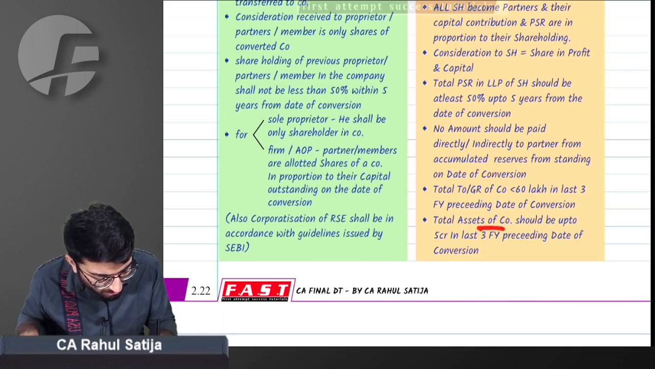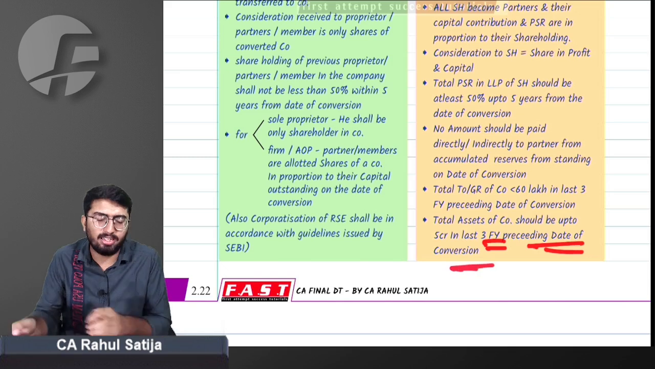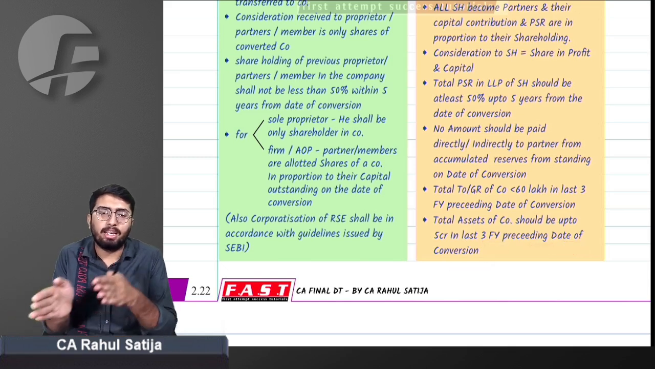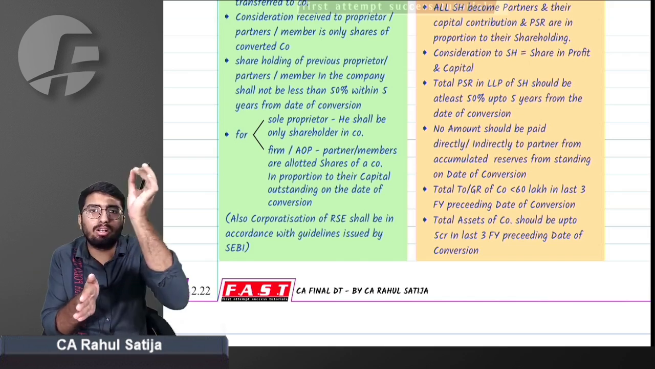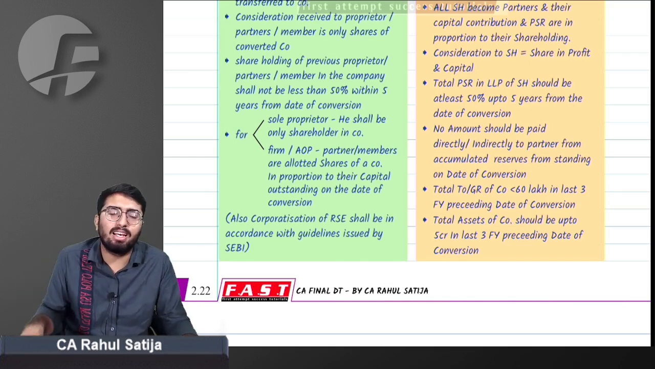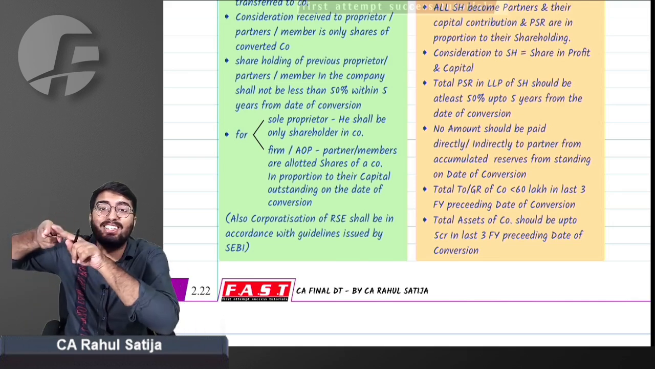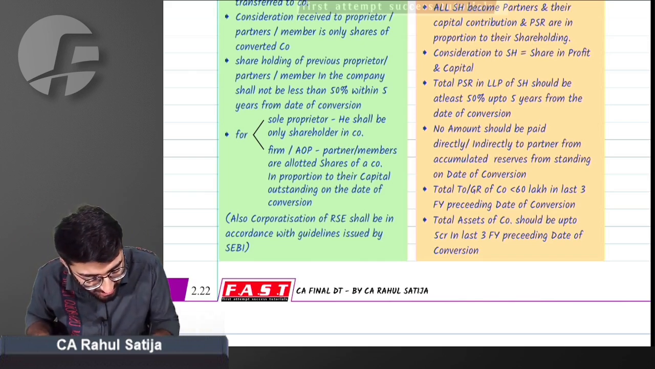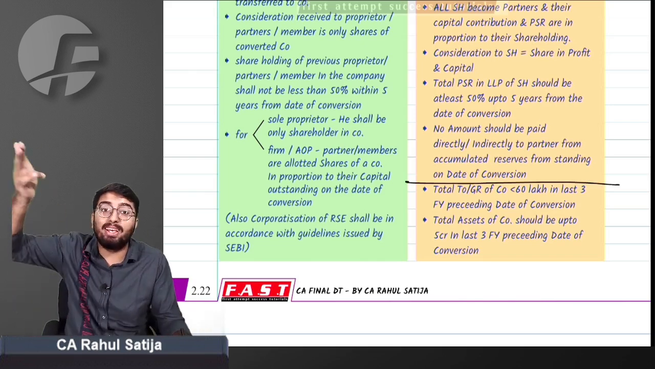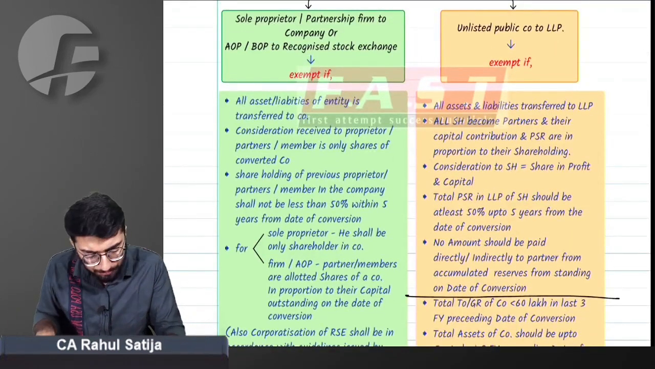Second thing, the total assets of the company shall be up to 5 crore in the last 3 preceding financial years from the date of the conversion. That means for the last 3 financial years, total assets shall not exceed 5 crore in value. If these two conditions are complied, then that unlisted company is eligible to get converted. And once such company is converted, any transfer arising on such conversion shall be exempt if these 5 conditions are fulfilled. What are those 5 conditions?